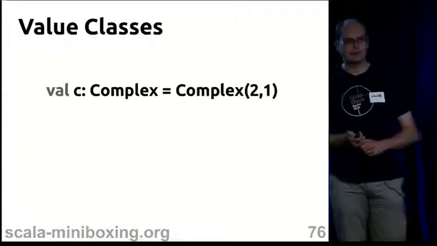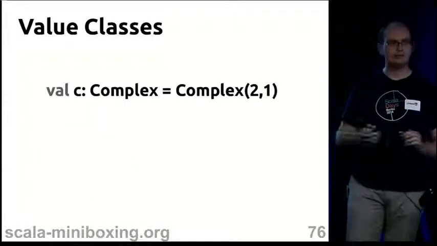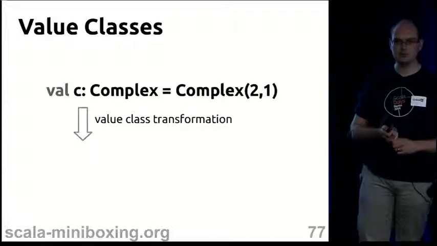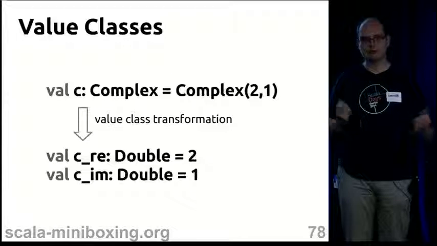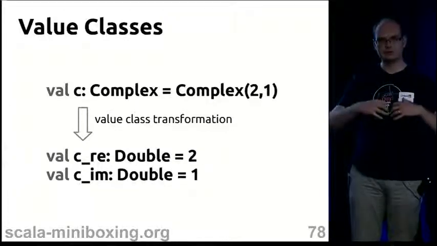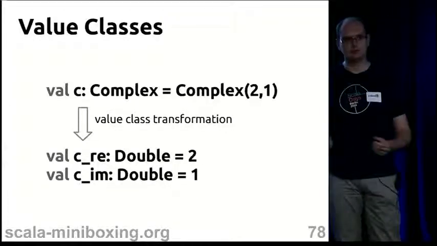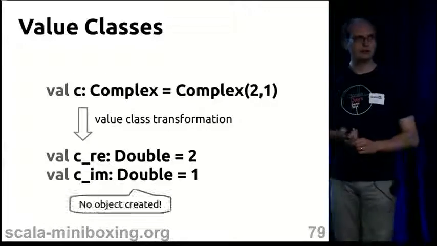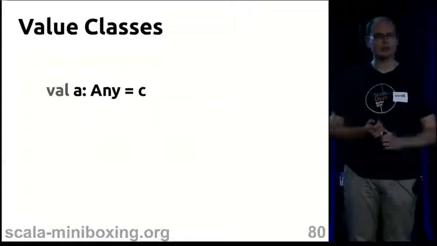Let's take another example. You create a value with complex. You do the value class transformation. Well, no surprise here. The value gets exploded, split up into its fields, and each of them gets the value. So far, so good. Again, no object created.